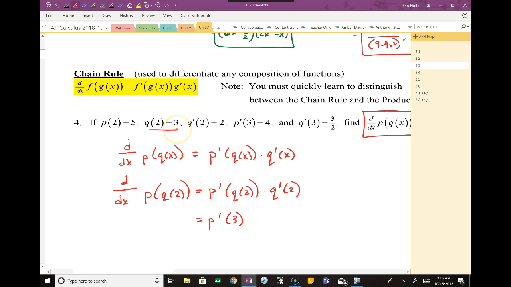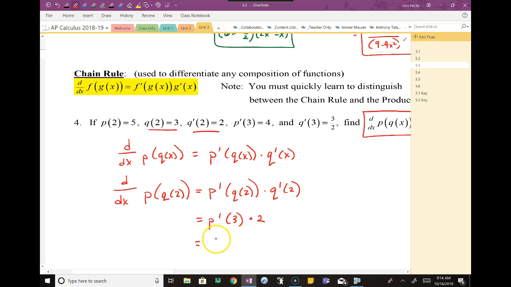Looking right here. Now I could go ahead and find the derivative of q of 2 on the same step. Since I'm multiplying, what is the derivative of q of 2? 2, so that's this little piece right here. So times 2. Now I have one step further to go. I need to figure out what the derivative of p at 3 is.